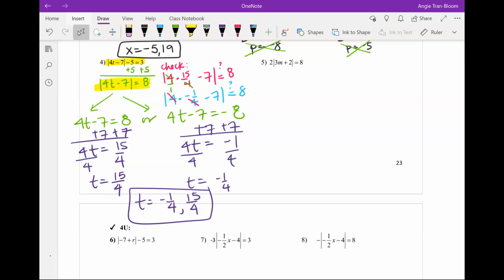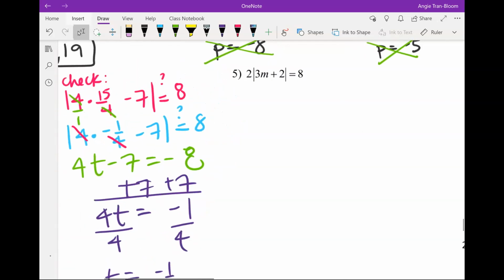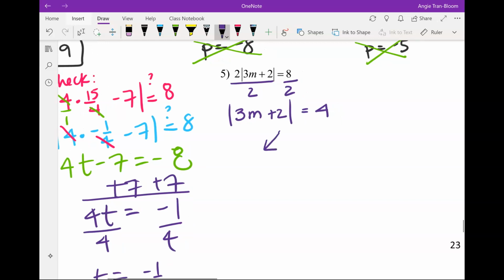Example 5. Is the absolute value all isolated already? No. What do we do? First, divide both sides by 2. Now we have 3m plus 2 equal to what? 4. Do you think you will have an answer? Yes, because the 4 outside, is that positive or negative? Positive. How many equations should we split this into? 2. 3m plus 2 equals 4. Or?